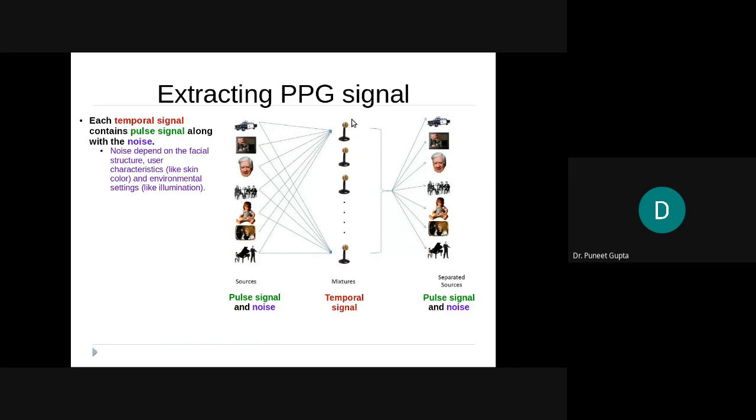Then we have different ROIs, regions of interest. Each of these regions of interest contains my pulse signal along with some component of different noises. So this is what I get here. So these are my temporal signals. Now what I want is to decompose my temporal signals into these things: again, your pulse and different noise things. So this is what I actually want.